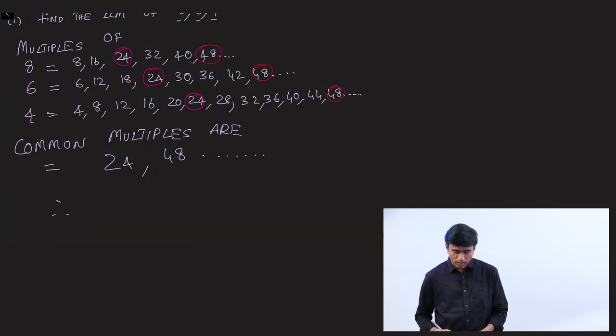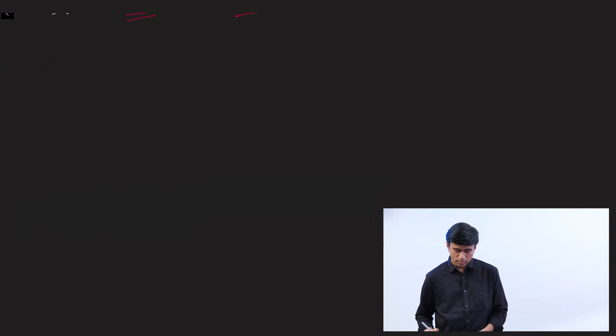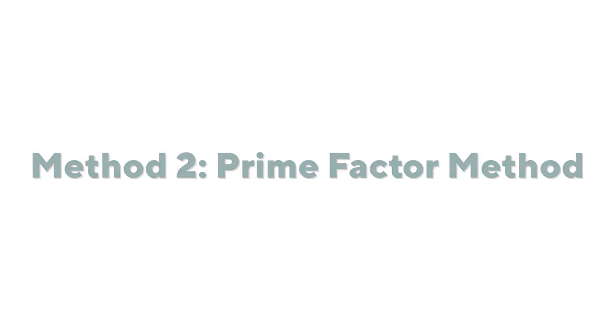Therefore, we only need to find the lowest common multiple. LCM will be 24, because it is the lowest number. 24 is your lowest common multiple. This is how you find LCM by listing method. You have to list the multiples, write the common multiples, and then the lowest common multiple will be the lowest number. Let's go to the next method, prime factor method.